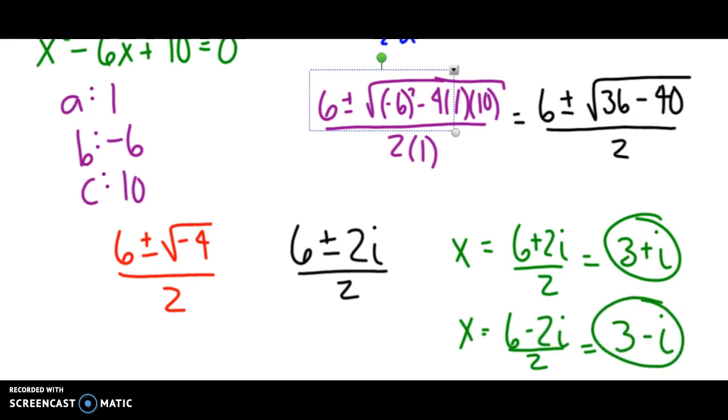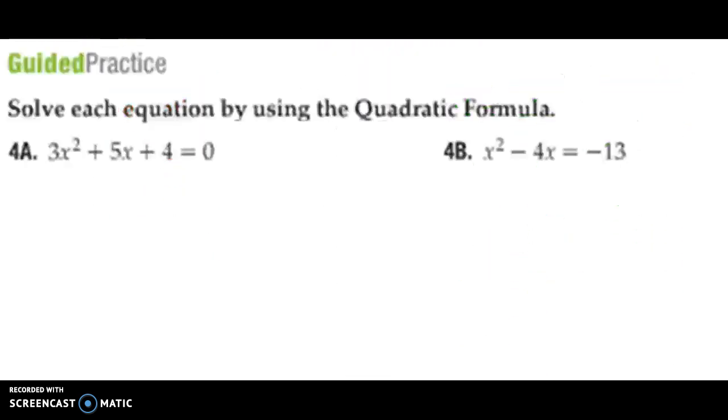And again, you'll notice those are complex conjugates of each other. If you have a plus an i, you have to have a minus the same i. So it makes sense that we'd have 3 plus i and 3 minus i. Here's a couple guided practice problems that you can also try.